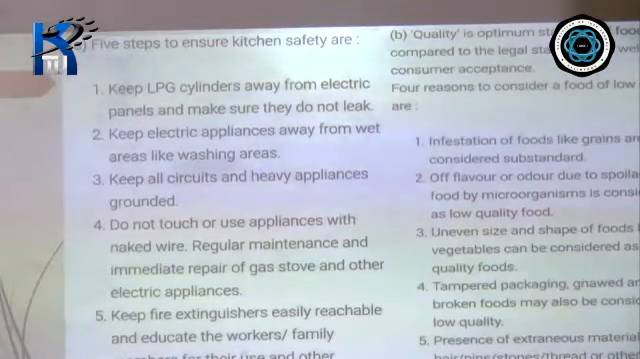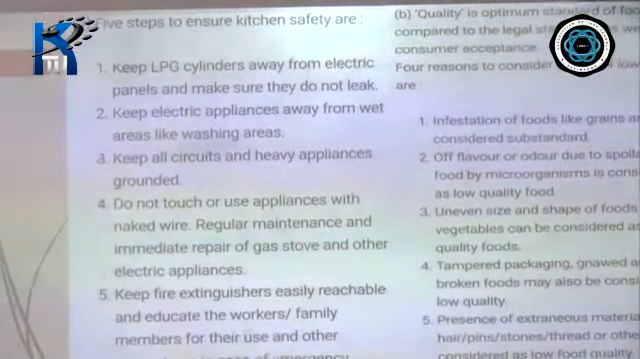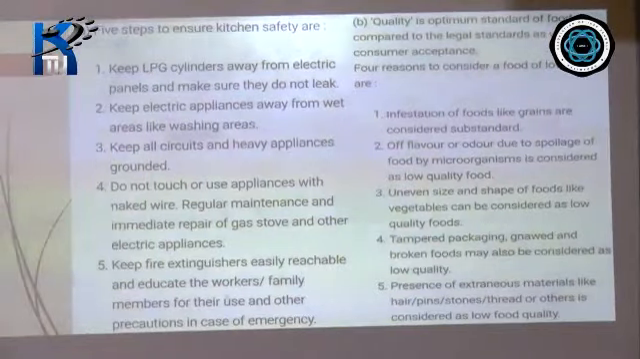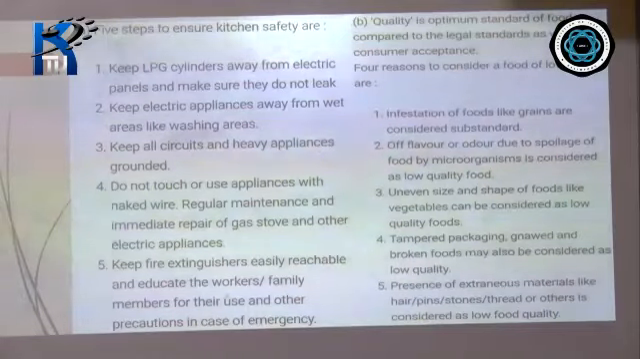So kitchen safety, as we all know: we must keep the LPG cylinders away from electric panels and they should not leak. Electric appliances should not be handled with wet hands. Circuits and heavy appliances should be grounded. Then regular maintenance should be done of the gas stove and electric appliances. There should be a fire extinguisher within reach for the family members. That's for 5 marks.